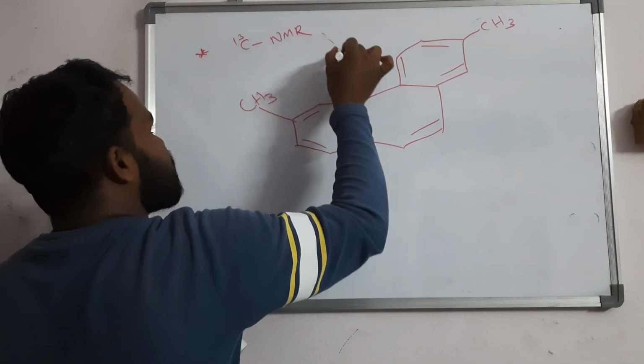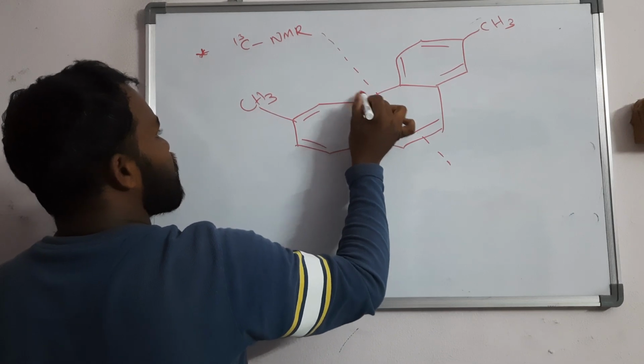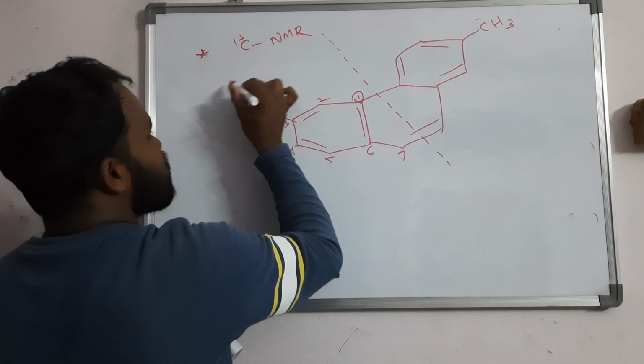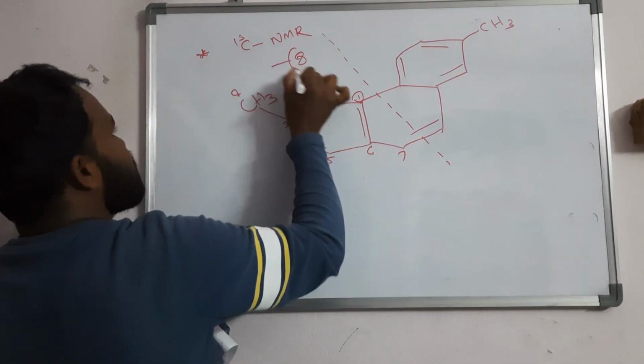If you cut this molecule like this, it will get almost symmetry. Take 1, 2, 3, 4, 5, 6, 7 and one more is 8. This is an equivalent part. So the C13 NMR signals are 8.